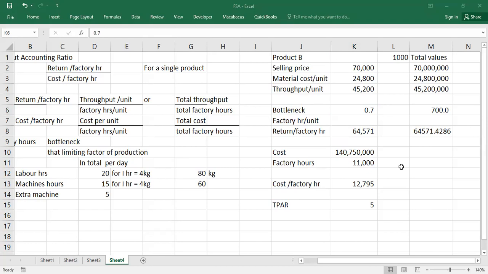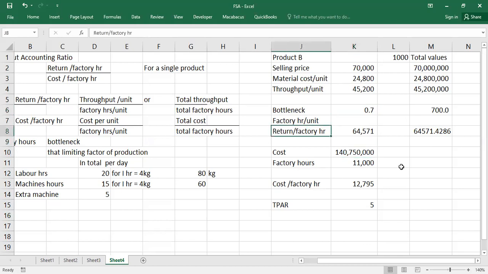So the bottleneck or the limiting factor, you must identify it. It's one of those things that you must identify. And thank God this one was given clearly. But I already explained how you get it in case it's not given. Then we determine now our return per factory hour, or what you call throughput per factory hour. It's given by the throughput itself divided by the limiting factor. And that's how we ended up having 64.57.